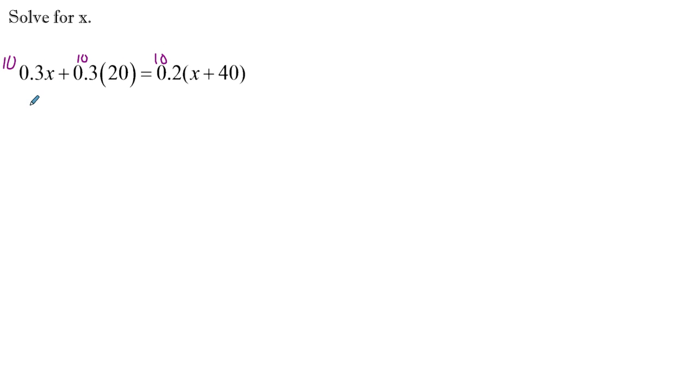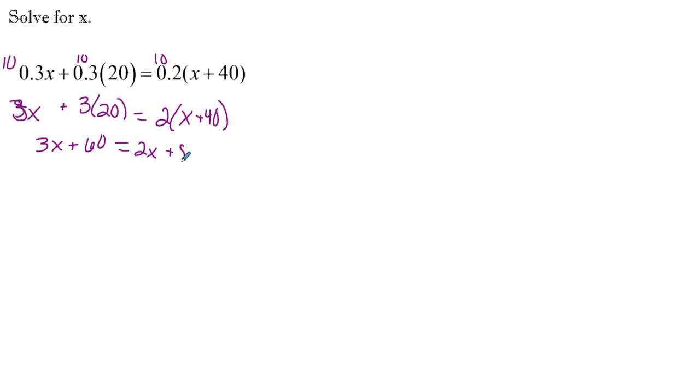10 times 0.3 is 3, so that is 3x plus 3 times 20 equals 2 times x plus 40. Simplify what we can. 3x plus 60 equals 2x plus 80. I'm going to move my constant terms over and then move my variables over. So that gives me x equals 20.